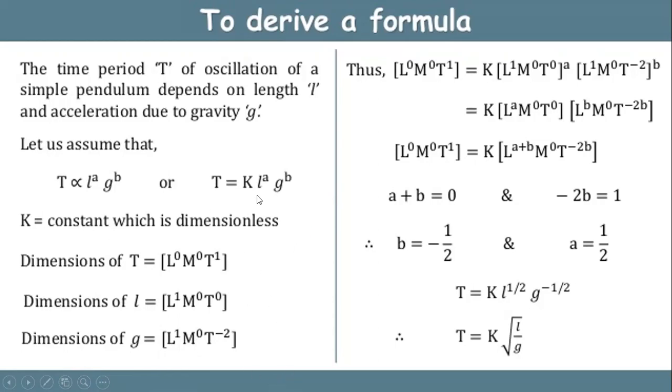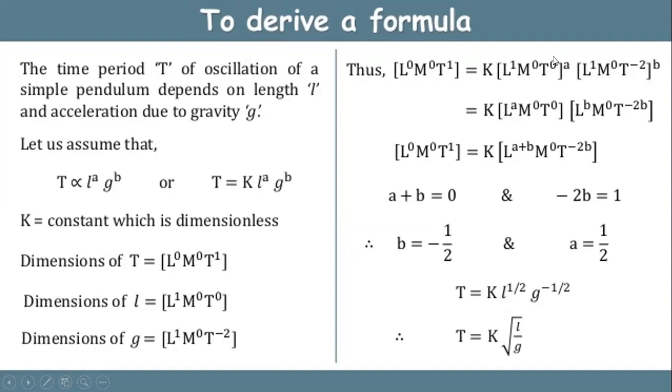Now I am going to substitute in this equation. For T, I am substituting L raised to 0, M raised to 0, T raised to 1, which is equal to K into, K is not having dimension, so I am writing it as K itself. L is L raised to 1, M raised to 0, T raised to 0, raised to A. And G is L raised to 1, M raised to 0, T raised to minus 2, raised to B.